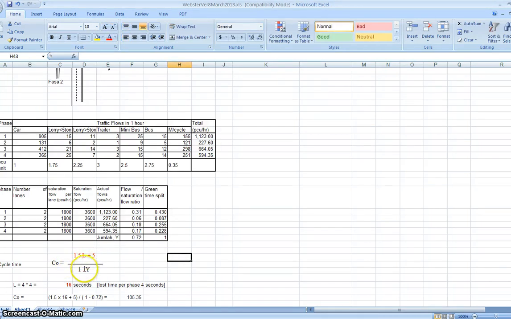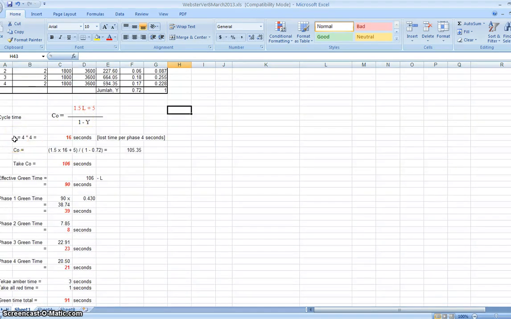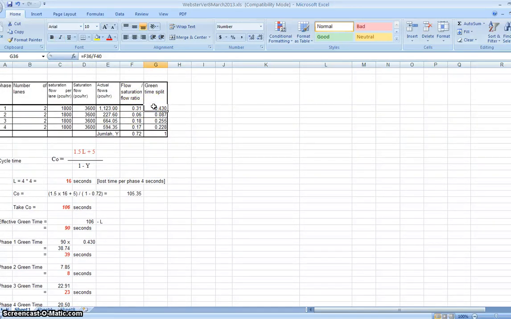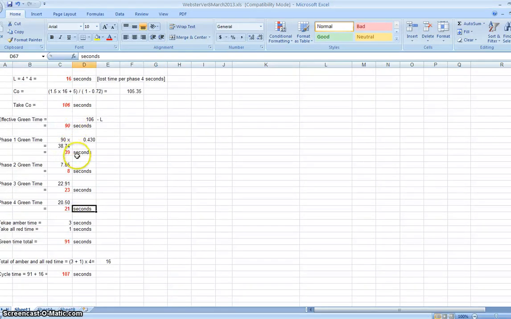L equal to lost, and Y, capital Y here, is the total of this one. So using this one, loss is 4 by 4. We assume 4 seconds per approach, so 16 second loss. So we calculate this, and we get cycle time is 105.35, so we take 106, and then we divide the green time based on this figure. So this is the green time.